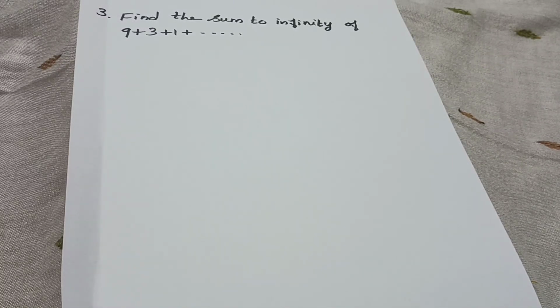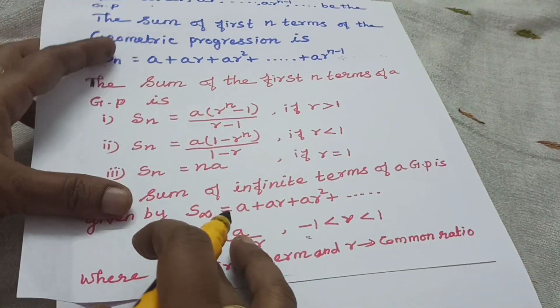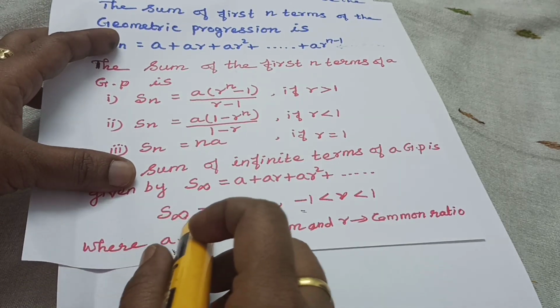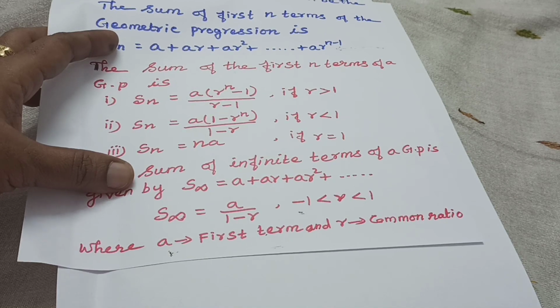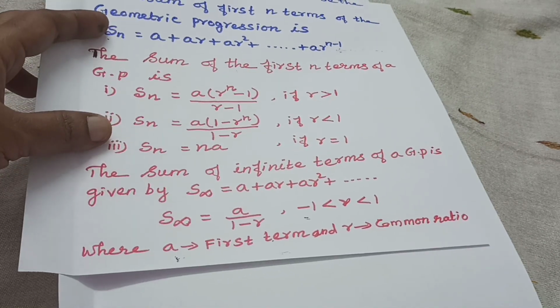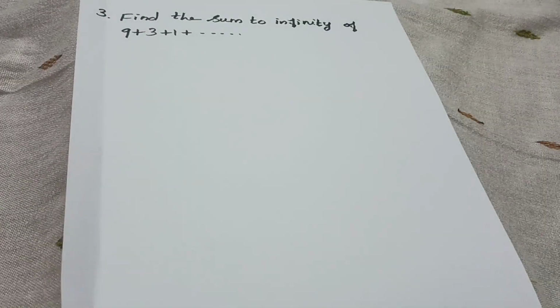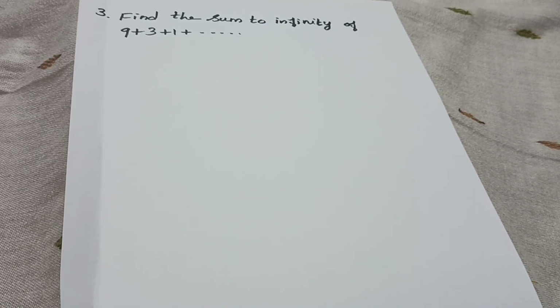Third sum is find the sum to infinity of 9 plus 3 plus 1 plus etc. That means infinite terms. Infinite terms means what's the formula? We already learned: S infinity is equal to a divided by 1 minus r. So we have to use that formula here.